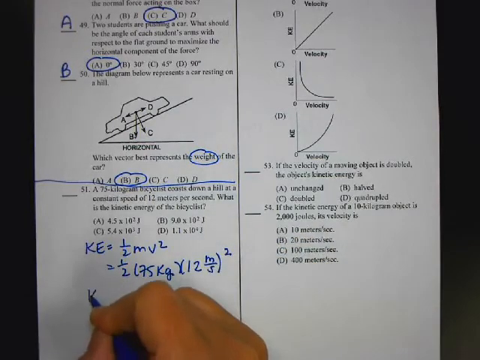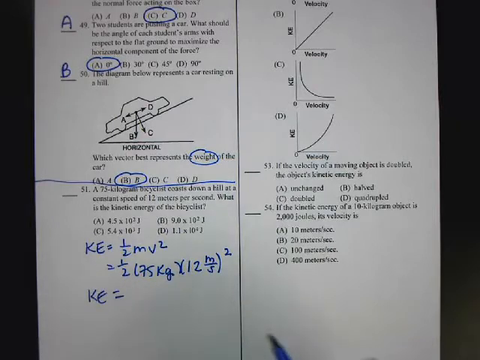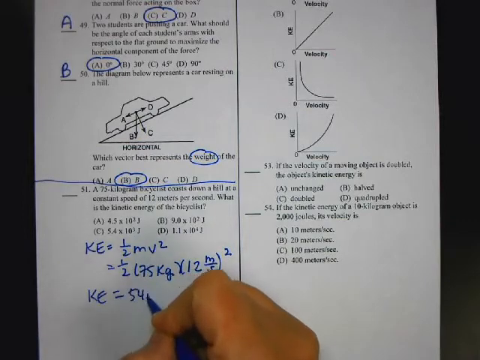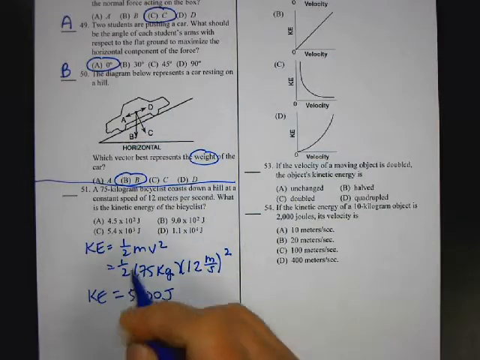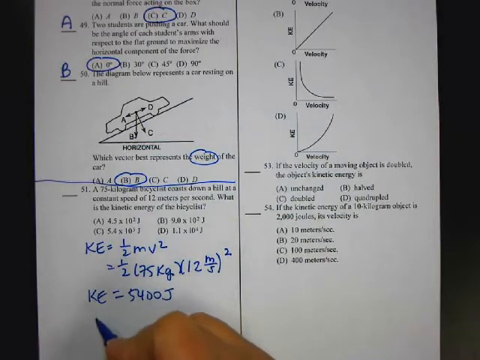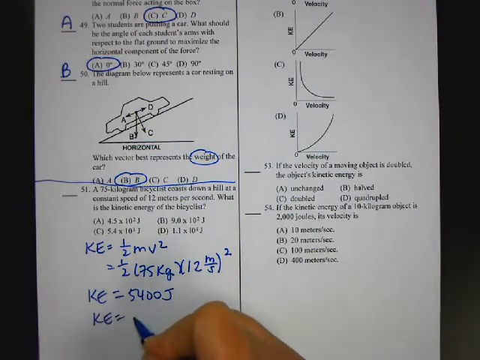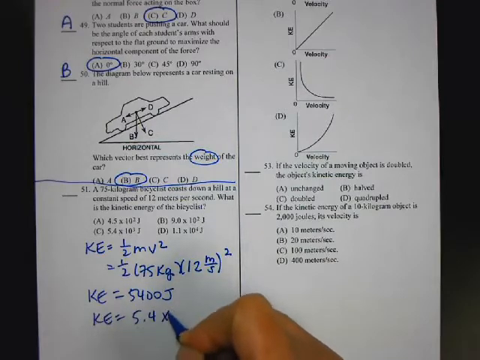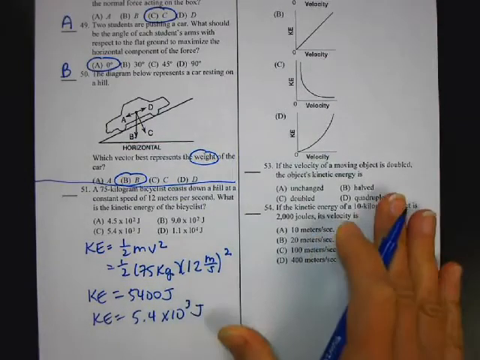So when I do all that on my calculator, the kinetic energy comes out to be 5,400 joules. And then, obviously, here they have it in correct significant figures, which is 2. So it would be 5.4 times 10 to the 3 joules.